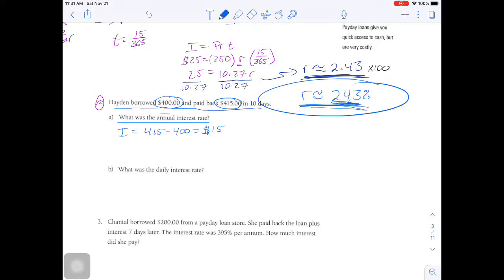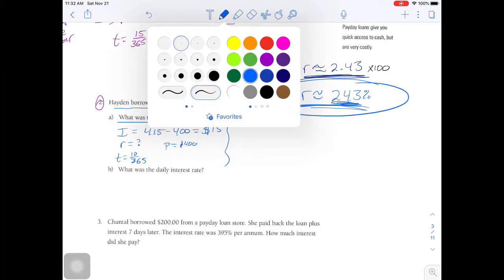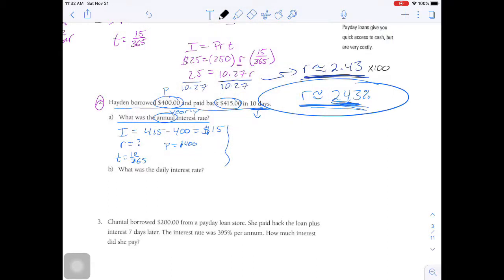We want to know the annual interest rate, so this is yearly. That means R is going to be for a year. We did it in 10 days, so since we're finding the yearly interest rate, we need to figure out what 10 days is a fraction of a year. So time will be 10 over 365. And then P, of course, is the amount you initially took out, so P is going to be $400. And then from there, remember, all loans work on simple interest, so I equals P times R times T.